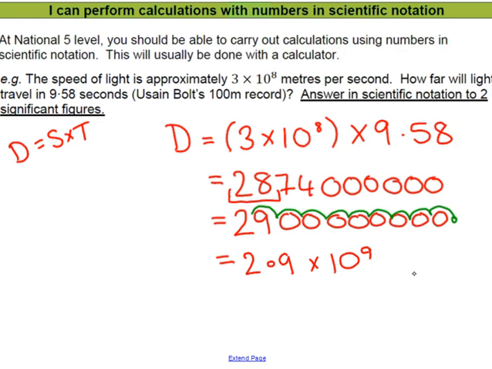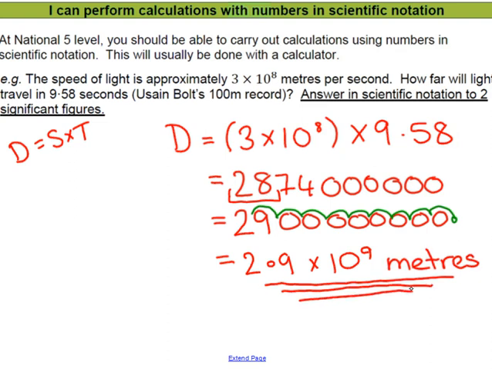and the question is about a distance, so we have to include units, which in this case are meters. Any question involving a physical quantity, whether that's size, money, distance, weight, time, you must include correct units. So your answer there is 2.9 times 10 to the power of 9 meters.